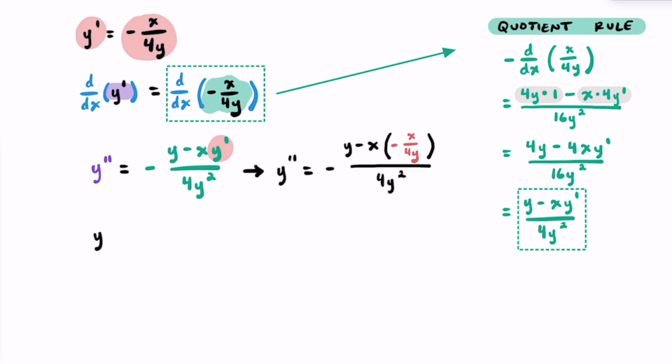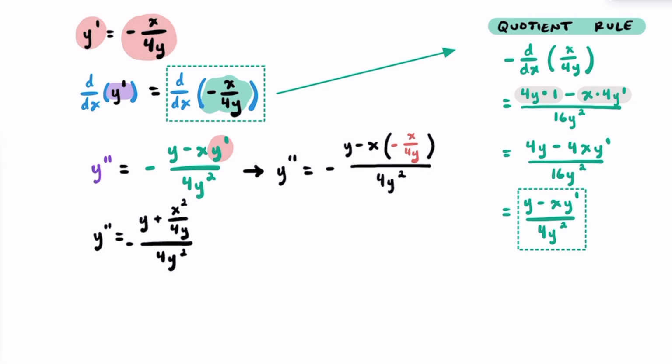All right, so let's clean this up a little bit. So we have y double prime is equal to y, minus a negative x squared, or we can say y plus x squared over 4y. And this is going to be over 4y squared. All right, and don't forget that negative that we have in front there.